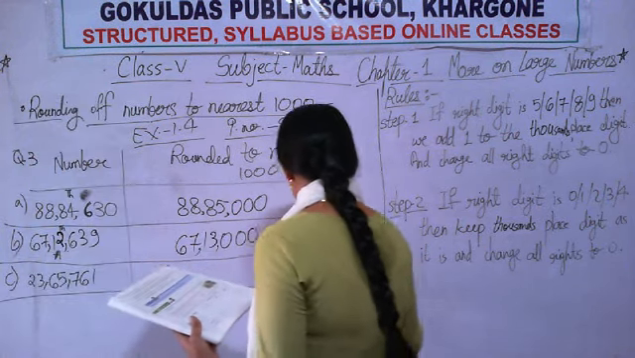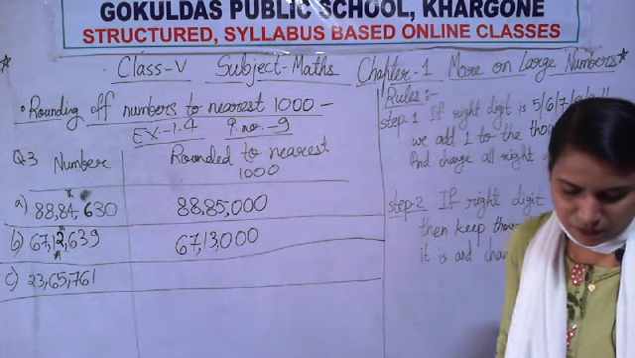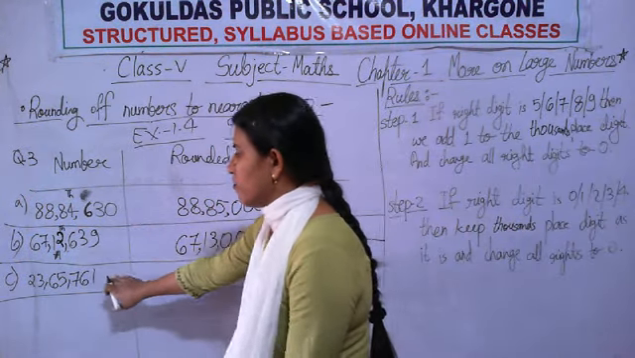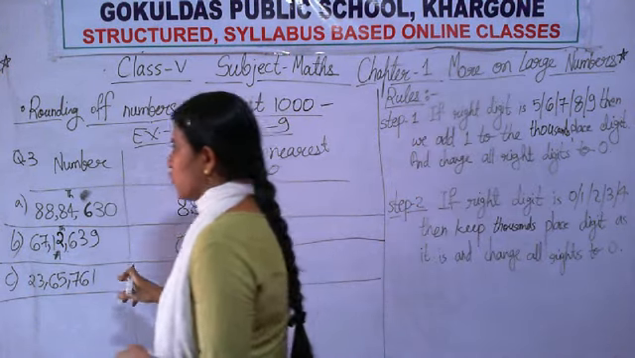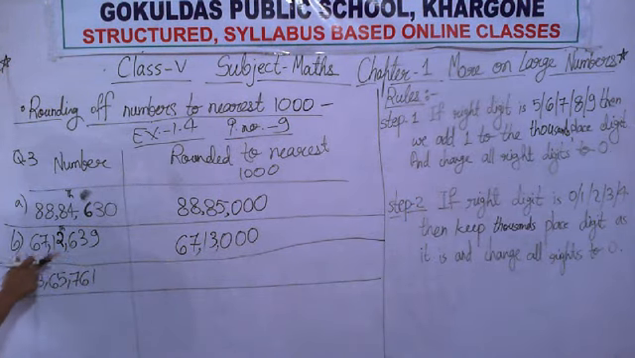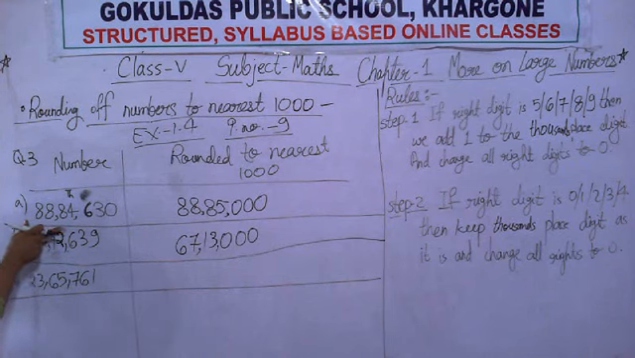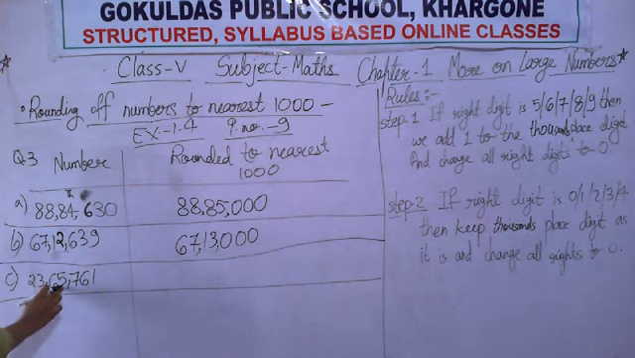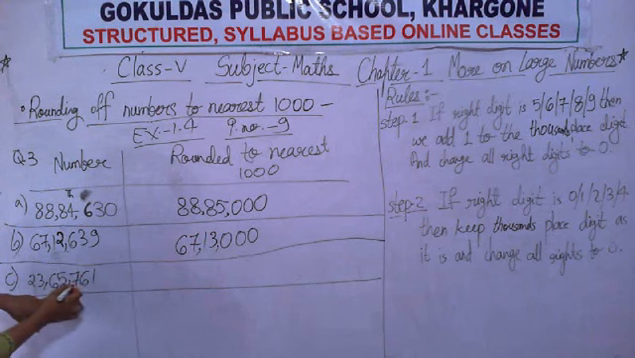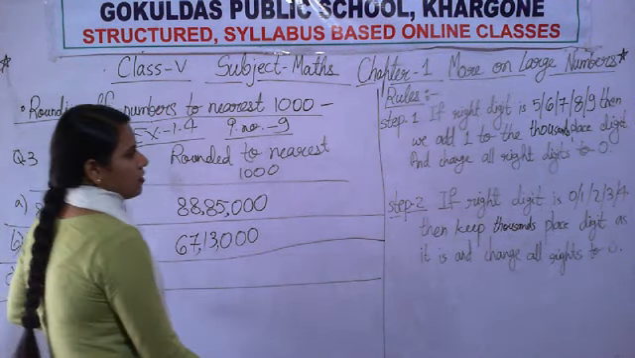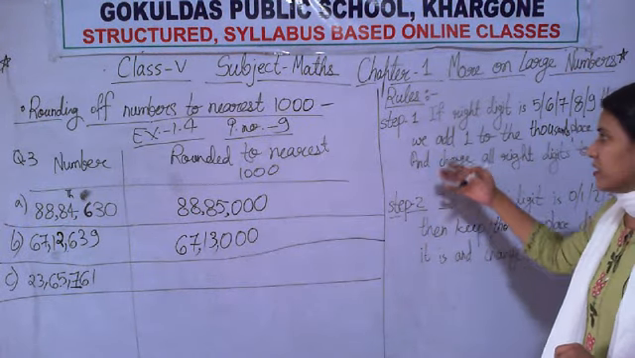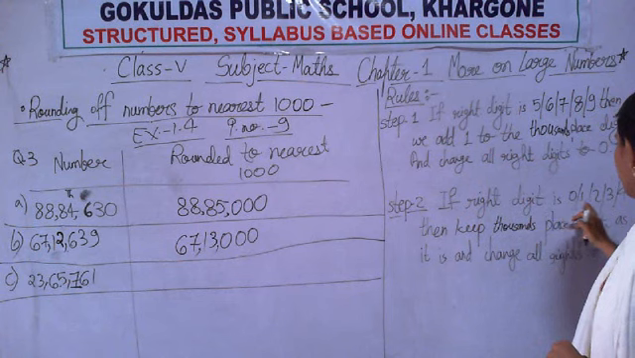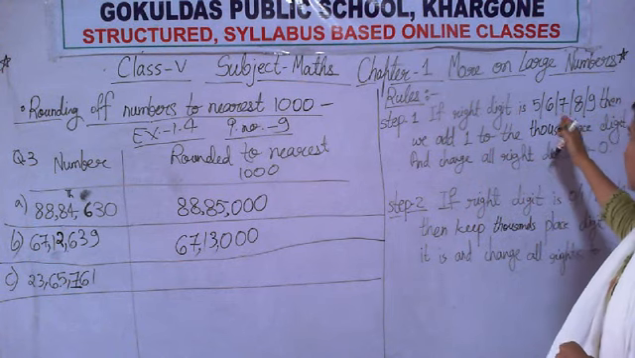23,65,761. Now you want to round off this number to the nearest thousands place. So which digit will you check? You will check just the right digit to the thousands digit. Here 5 is at the thousands place. You will check just the right digit, means you will check this 7. And see, 7 is coming in which rule? In which step? It is coming in this step.